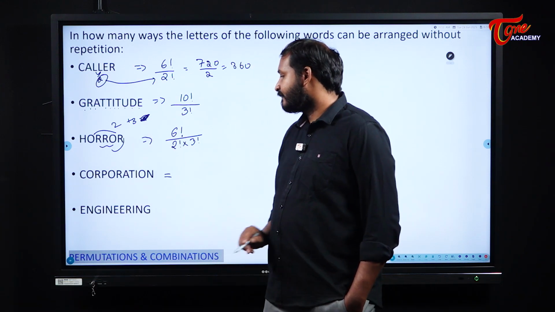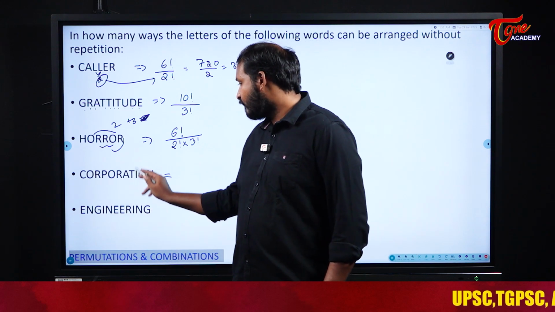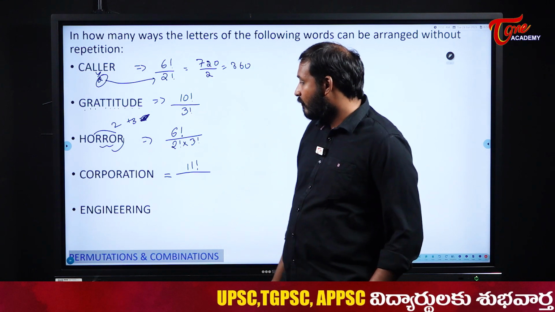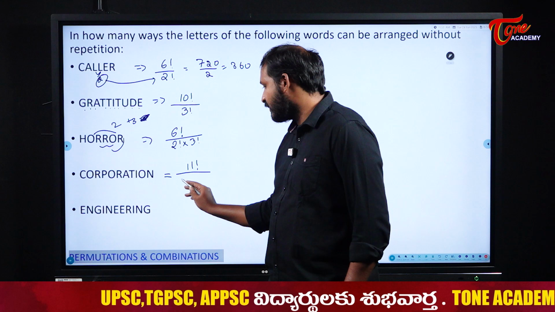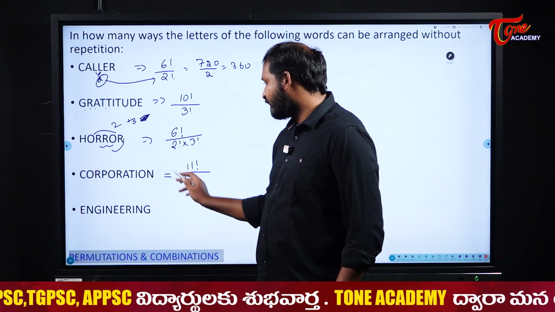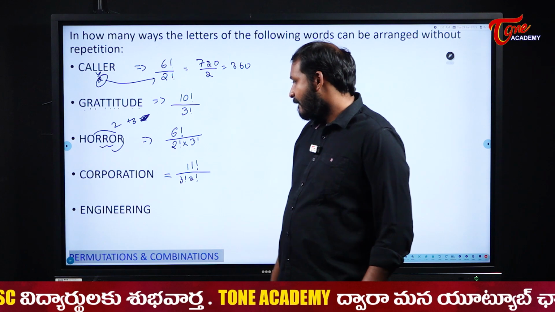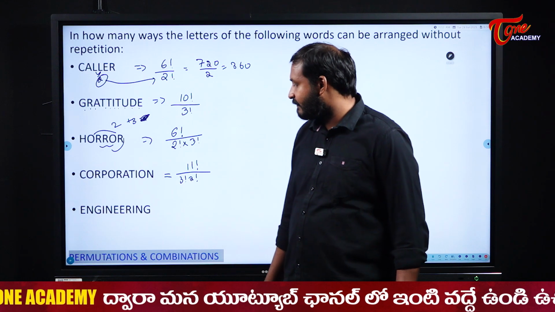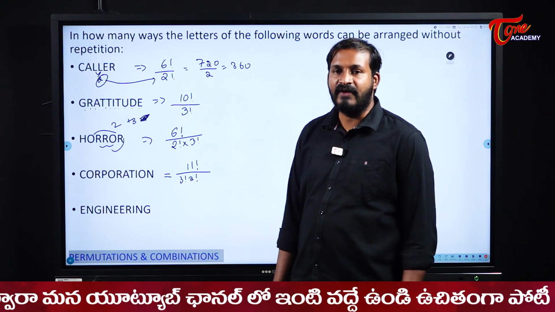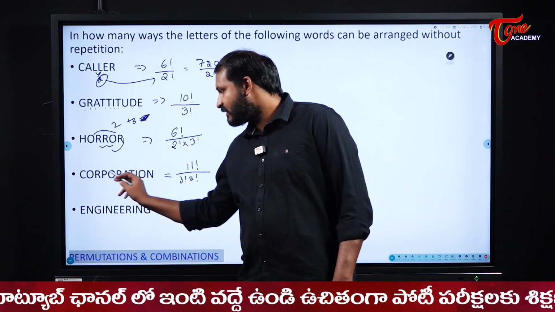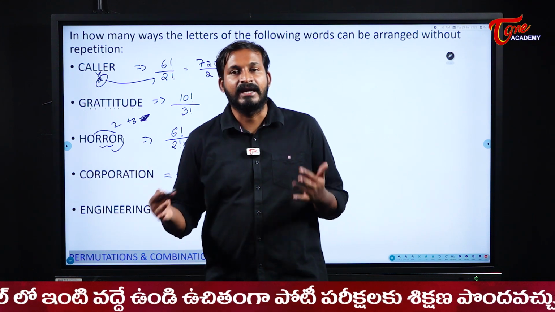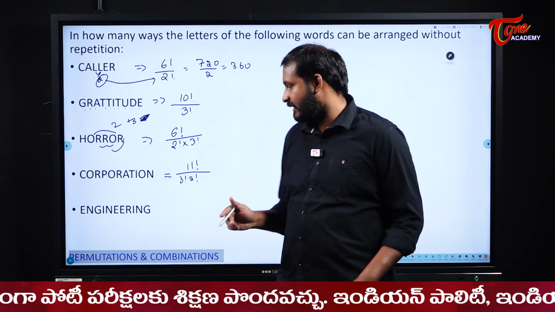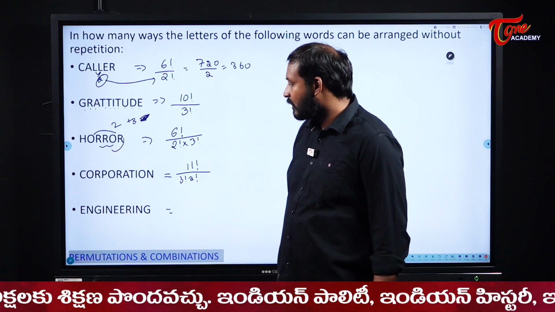Next, corporation. Total how many letters are there? 4, 4 and 11. So total we have 11 letters. So 11 factorial by, and O was repeated how many times? 3 times, so 3 factorial. R was repeated 2 times, so 2 factorial. Is there any other repetition? O 3 times, R 2 times, and there is no other repetition, so that's it. So 11 factorial by 3 factorial into 2 factorial. Please be careful students, if multiple letters are repeated, write them separately. Don't add them and then write it finally. Okay, write them separately.